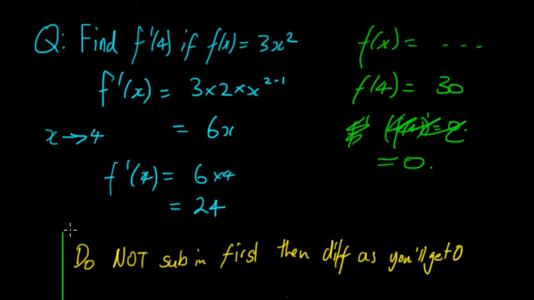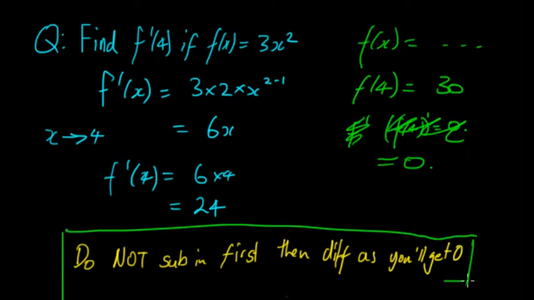But the important thing for this is that you don't sub in first and then differentiate as you'll get 0. You want to differentiate and then you can sub in the value, following this method I've just done here.